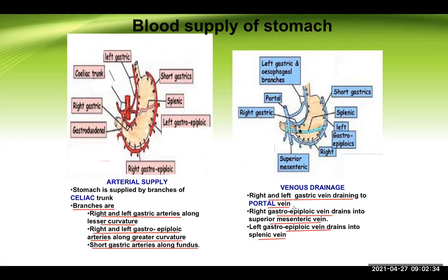But one other important point you need to note, and you already know this from before, is that there are certain anastomoses between the systemic vein and the portal vein at the lower end of the esophagus. These are tributaries of the left gastric vein, which are connected to the esophageal vein. We call that a portosystemic anastomosis. In case of portal hypertension, those veins are dilated and tortuous, and we call them esophageal varices. So these are some of the important points regarding the blood supply of the stomach.